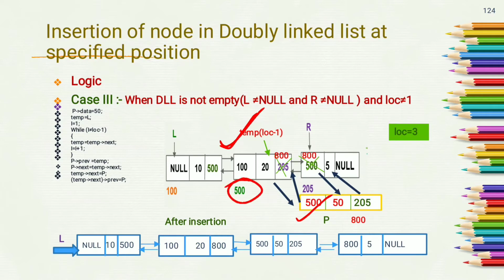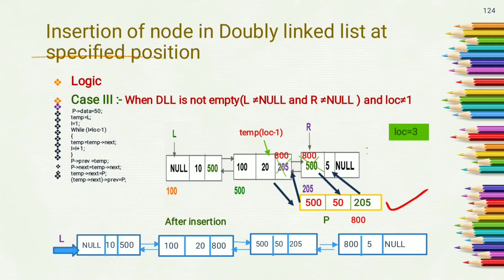The address of this node we will get from temp, as temp is pointing to this node. So we have to write P arrow previous equals to temp. Now we have to set the next pointer of P, and the next node of P is this node having address 205. How do we get this address 205? By temp next pointer. So we have to write P arrow next equals to temp arrow next, because temp arrow next contains the address of this node.